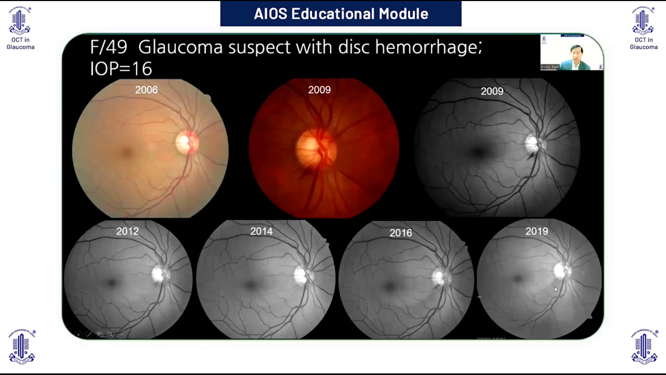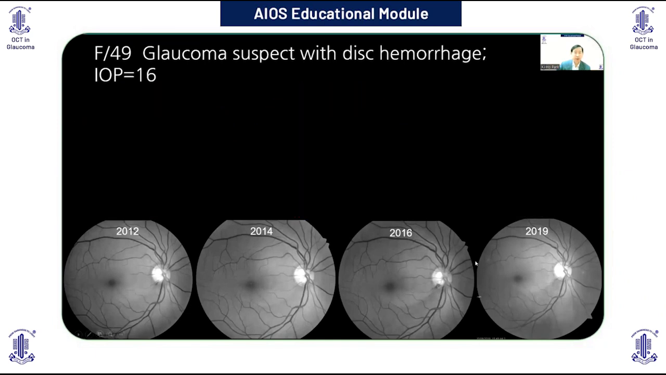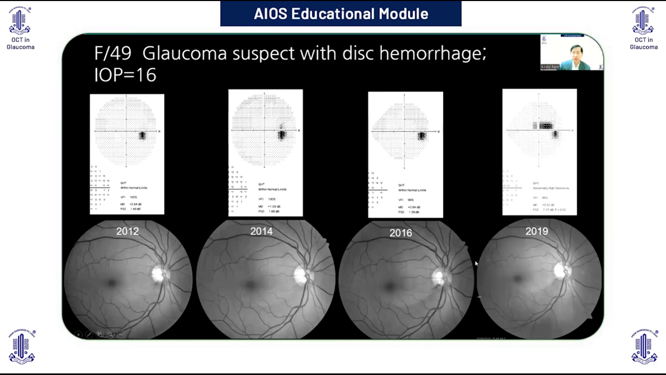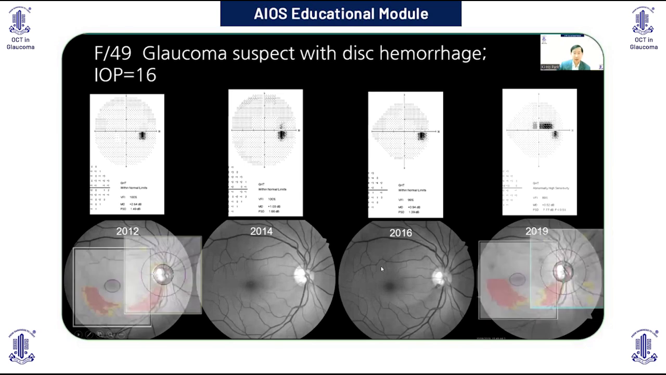So you can see clearly the RNFL defect has progressed after 10 years from the detection of first disc hemorrhage. The visual field was normal until the last follow-up visit, and if we look at the OCT images, we can see clearly RNFL defect and GCIPL defect at 2012, and the visual field at that time was within normal.